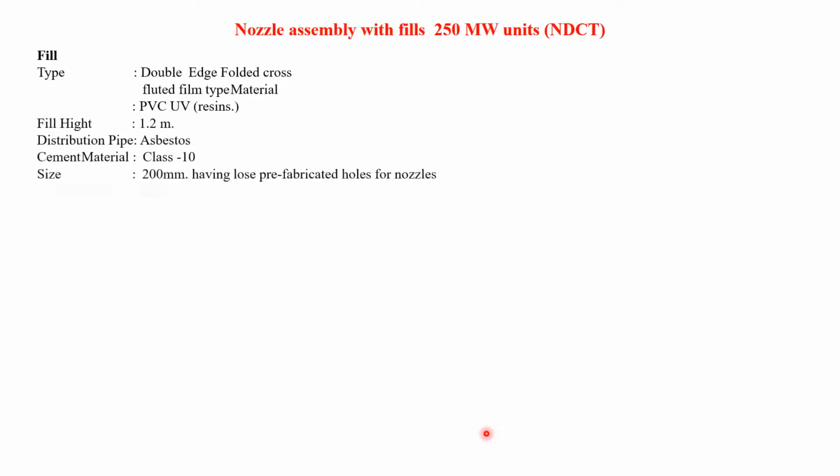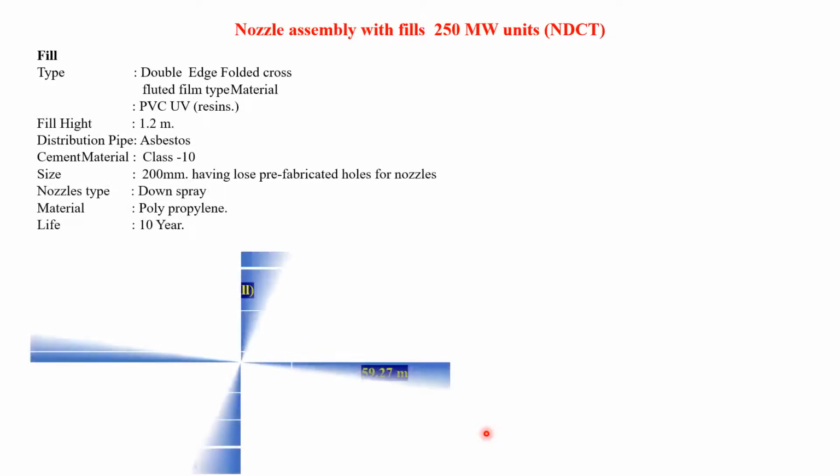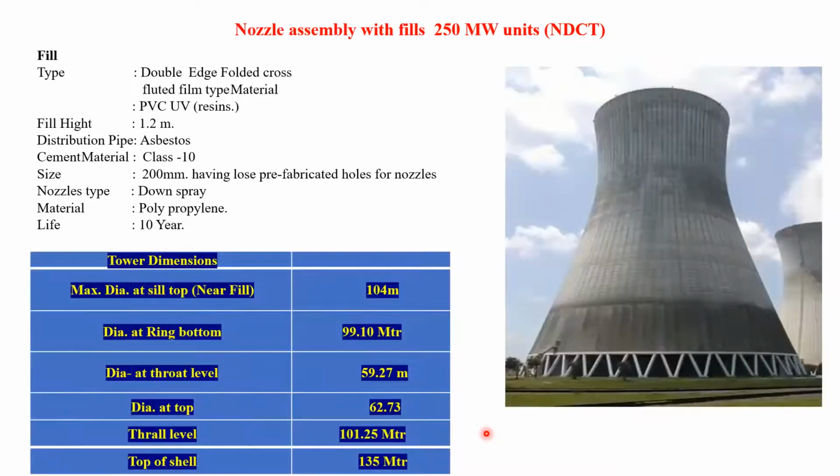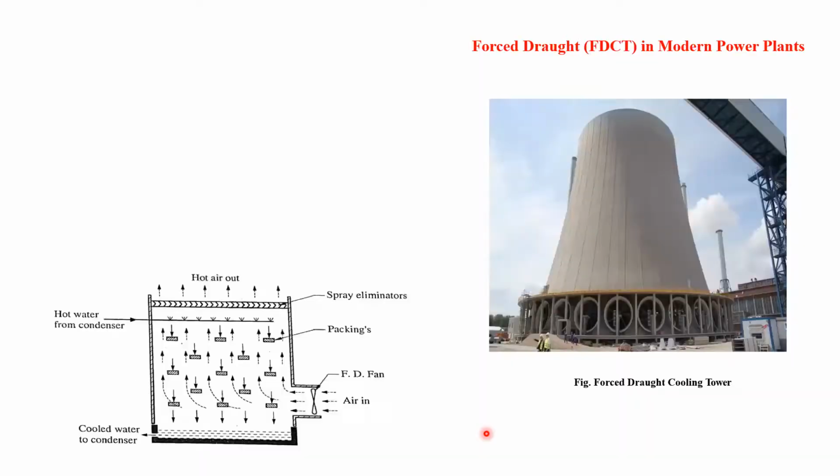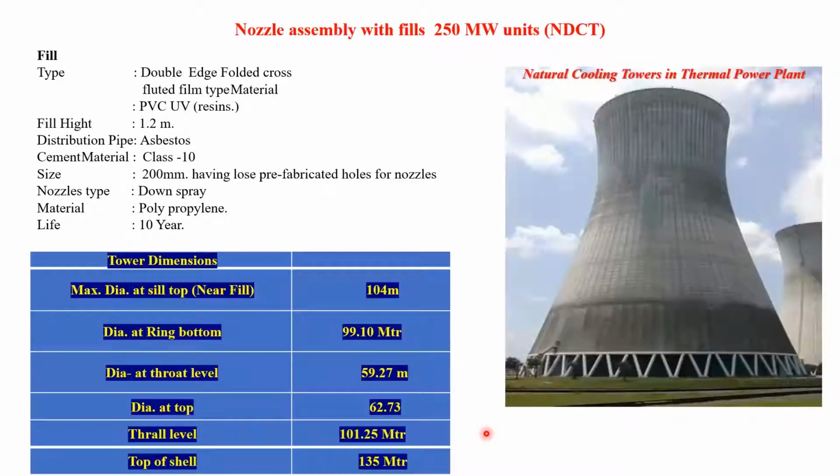So then we saw the types of fill, height, distribution pieces, cement material, then size, nozzles, types, down spray, up spray, material, etc. Then we saw some dimensions of the tower: maximum diameter at the bottom is 104, in between it is 99.10, 59.27 at throat level, at top it is 62.73 meters, at trail level 101. Just here, trail level means height.